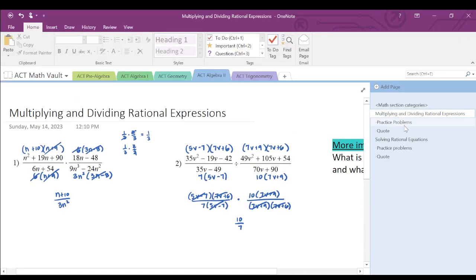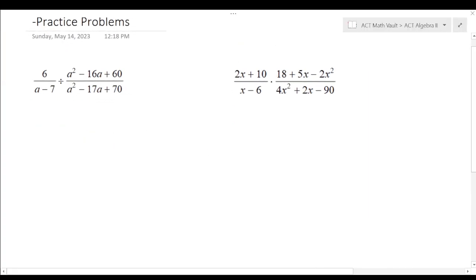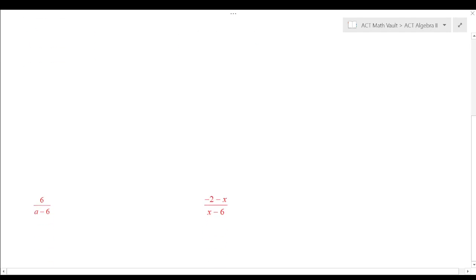Let's go on to a little bit of practice. Try these two. We have division, then multiplication. Feel free to pause the video before I show the answers. There they are.